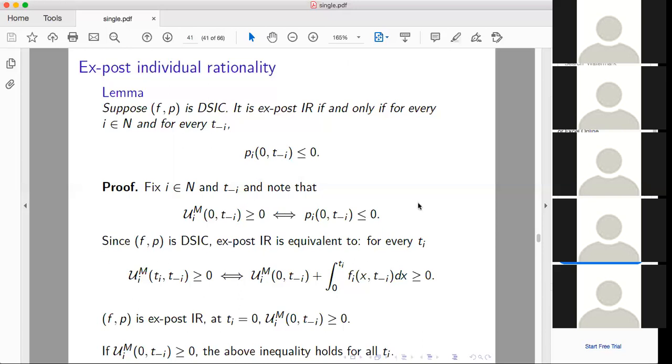Anyway, this is a simple observation that ex post IR is essentially a constraint on the payment at the lowest type. That's all. The lowest type's payment should be non-positive.